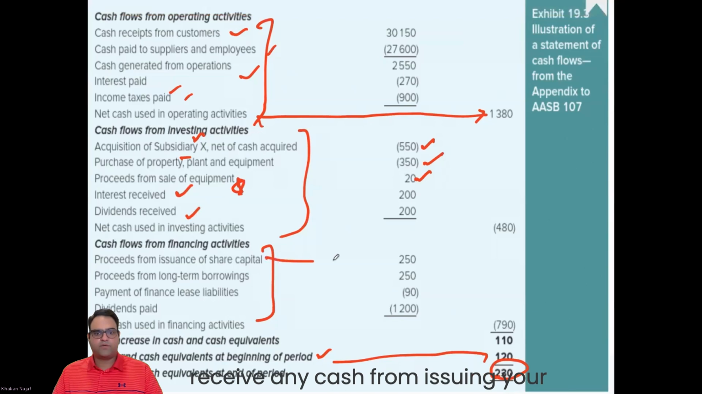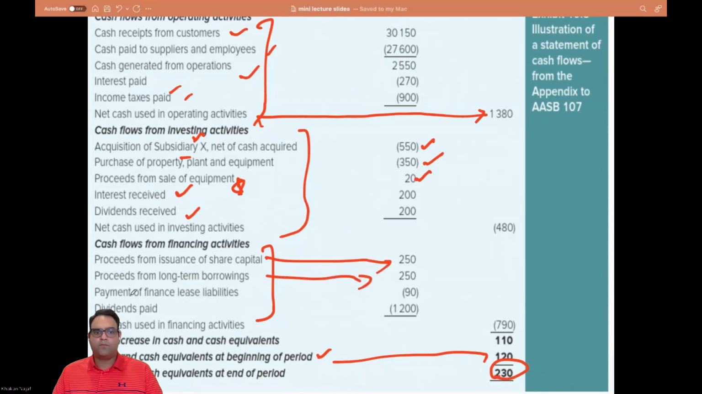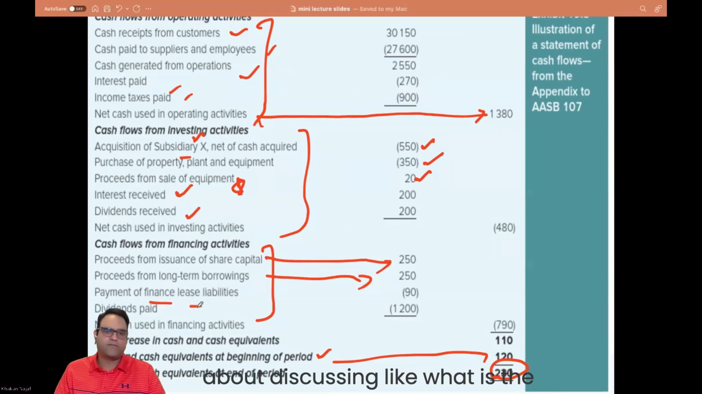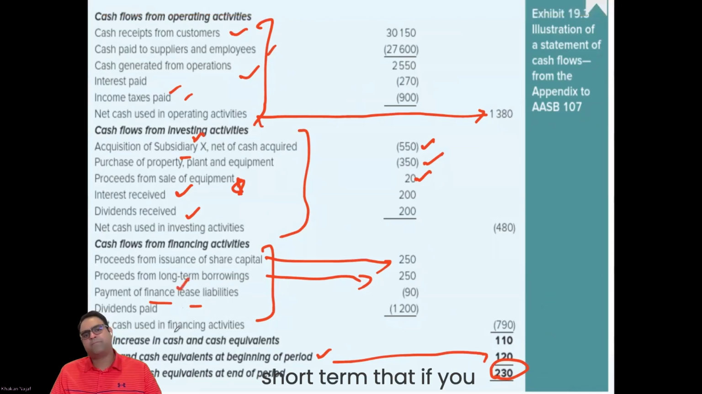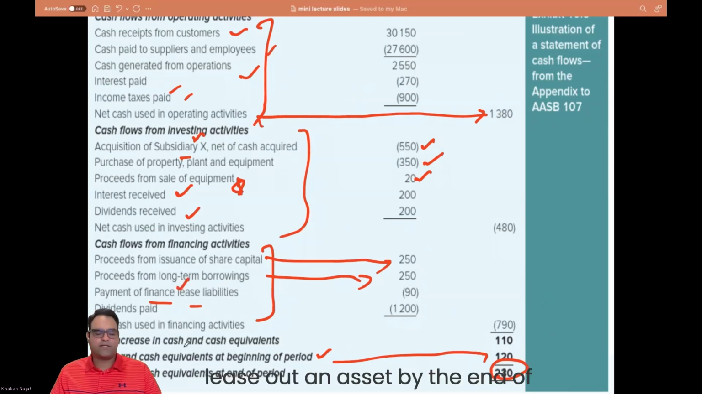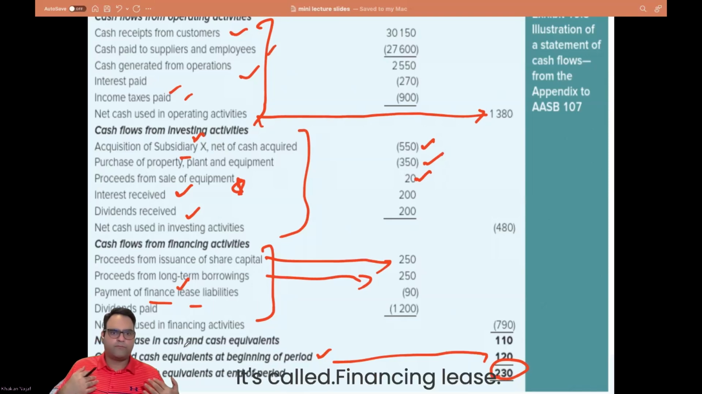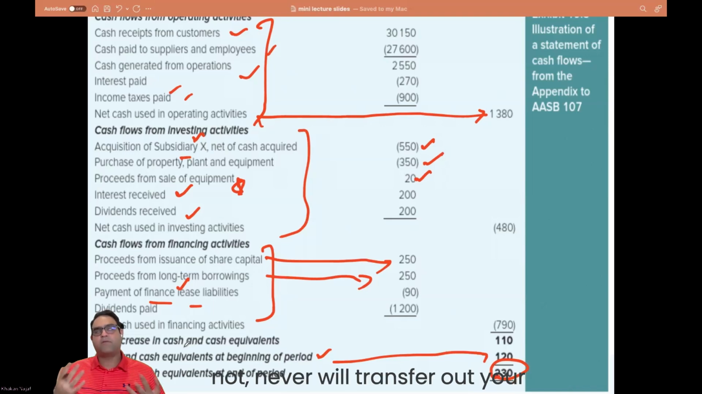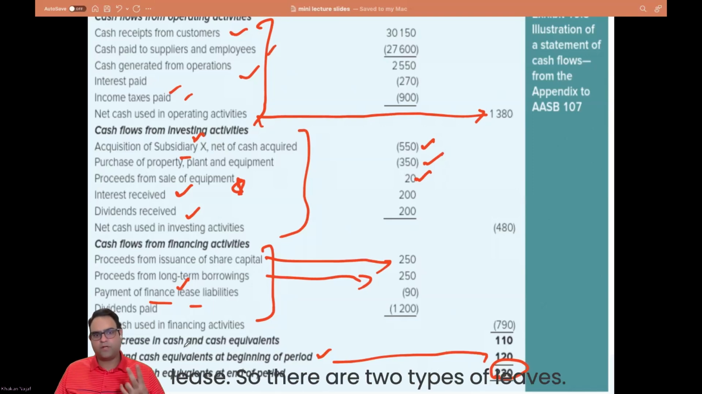If you receive any cash from issuing your capital, if you receive any cash from long-term borrowing, if you make a payment for the financial lease, that will be next lecture, discussing what a financial lease and an operating lease are. A financial lease is a lease where, by the end of the lease period, the asset ownership will be transferred to you. It's called a financing lease. Another, you use an asset, but the ownership will never be transferred to you. It's called an operating lease.